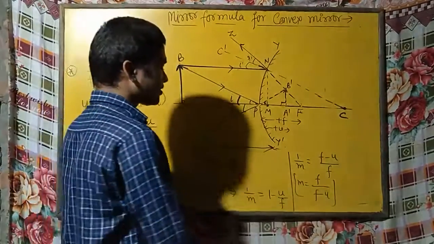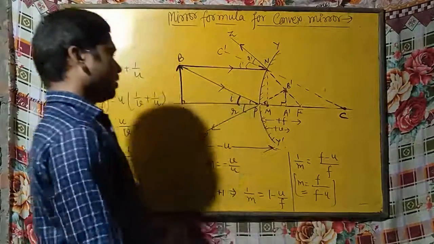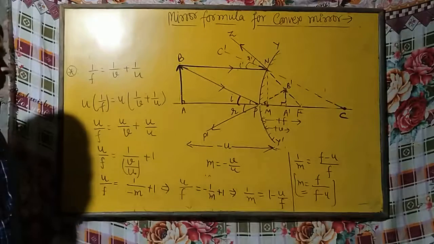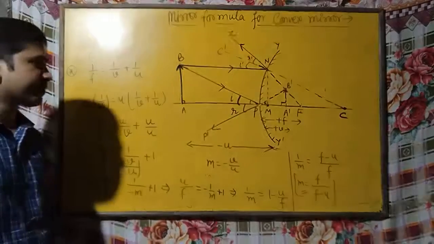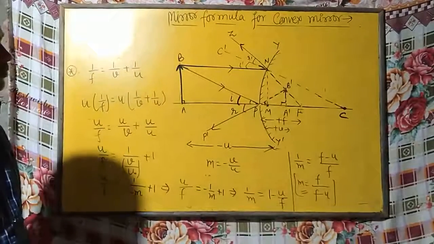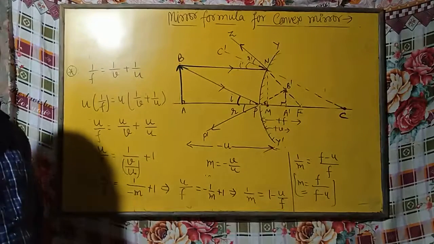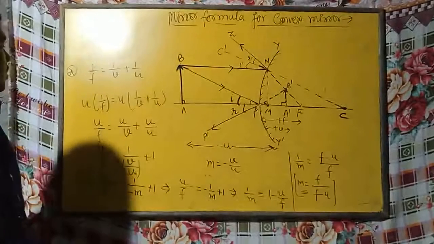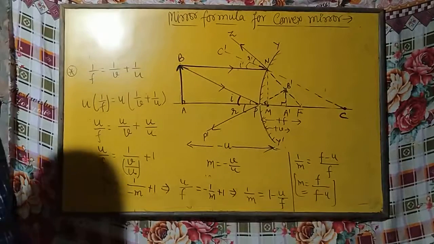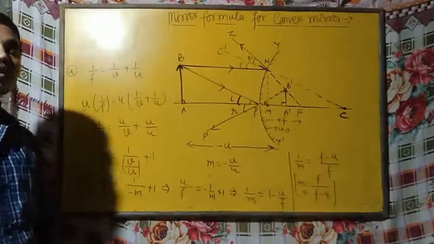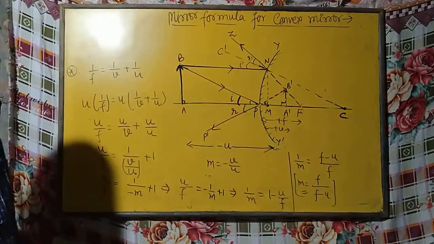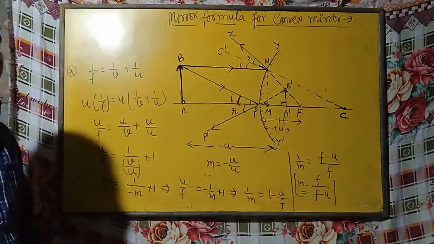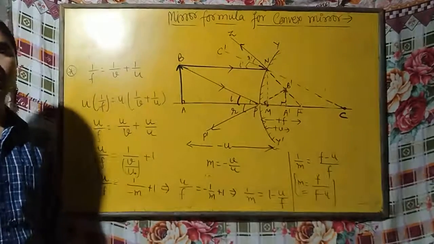By using this relation you can find the magnification if you know F and U, and by using the previous formula you can find the magnification if you know F and V. Students, these are very interesting formulas and they will help you solve numerical problems related to the mirror formula. The same formulas are used in both cases, convex and concave mirrors.